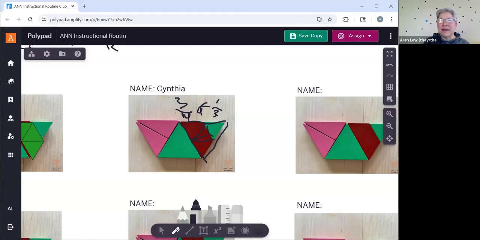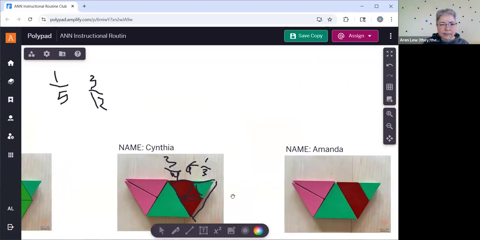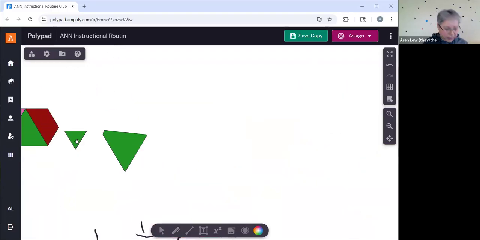Okay, we have some ideas showing up in the chat as well. Amanda says, I broke the shape into the same or very similar sized triangles and found that three were colored red out of 12. Okay. So let me see if I can get that. So I think, Amanda, you were using like these little triangles.